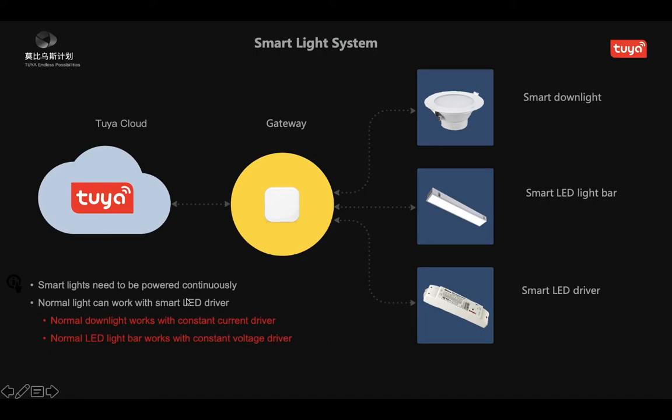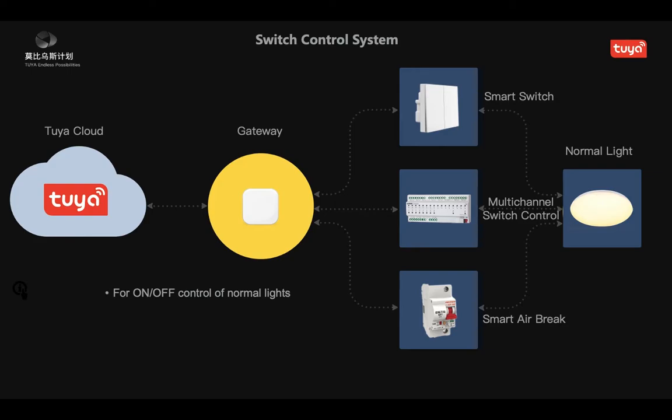Of course, for a downlight, the driver needs to be a constant current driver, and for a bar light, it works with a constant voltage driver. Here is a smart switch control solution. We can use this kind of smart switches for wall-mounted installation, and we can also provide a multi-channel switch control, which is used for multiple light circuits scenario, for example, a stadium. The last one is an air breaker, which is used for switching a whole area.